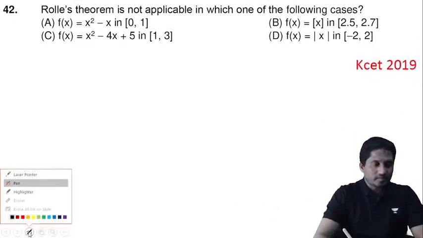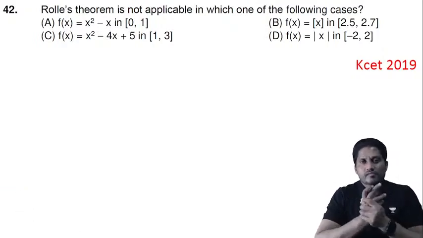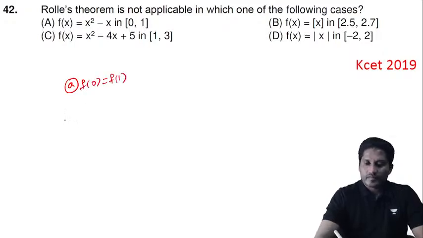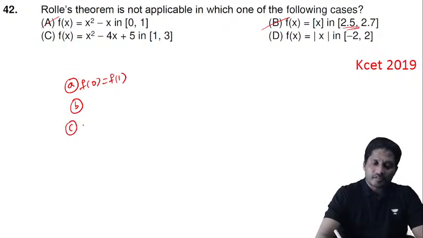Rolle's theorem is not applicable in which of the following cases? Okay, Rolle's theorem: f of x should be continuous in the closed interval, derivable in the open interval, right? And f of a should be equal to f of b. In the first option, f of 0 is equal to f of 1. In the second option also, box x is continuous and differentiable at non-integers. So obviously it is true. Even this is true. And third option, f of 1 is equal to f of 3.